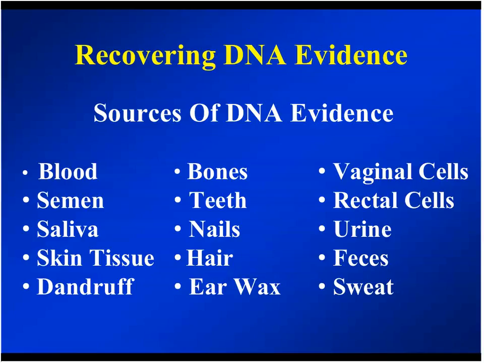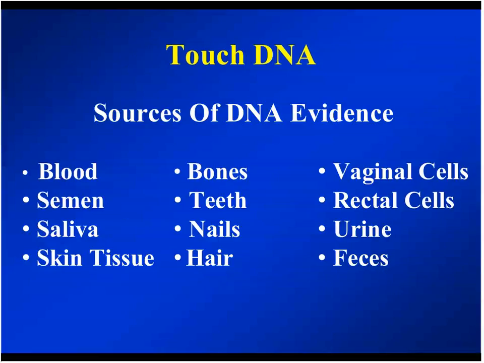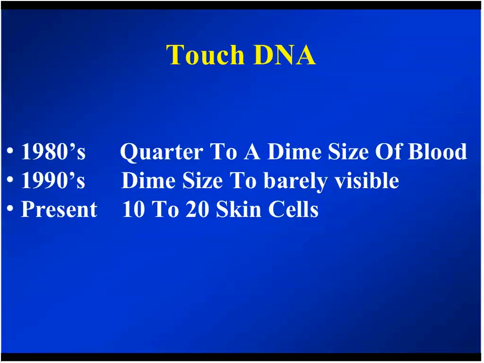Recovering DNA evidence, sources of DNA evidence. Basically, whatever comes from your body is potential DNA evidence. Blood, semen, saliva, skin tissue, dandruff, bones, teeth, nails, hair, earwax, vaginal cells, rectal cells, urine, feces, sweat. This will all give you DNA. If we have enough DNA, it will yield a profile.